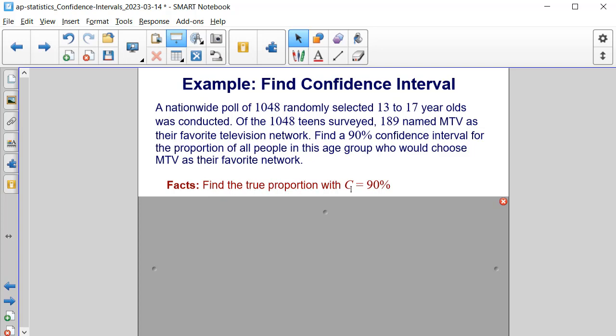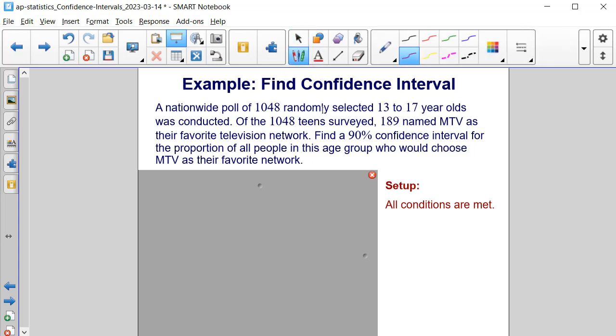The first step in our four-step process is to identify the facts, or determine what we have to actually find, which is the true proportion with the 90% confidence interval. So we've already found that we need to determine the 90% confidence interval. So now let's look for the variables that we need for our conditions. Well, our N value, or the total number of people in the survey, is 1,048. And of those 1,048 teens that were surveyed, 189 of them favored the outcome that we want.